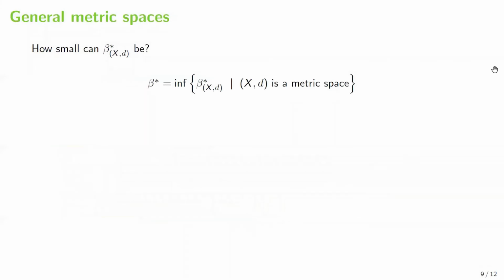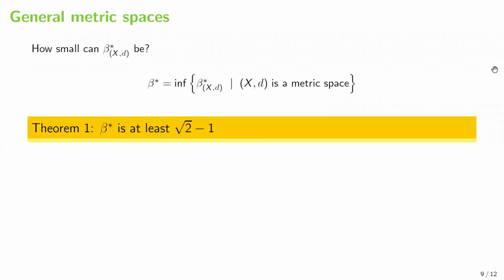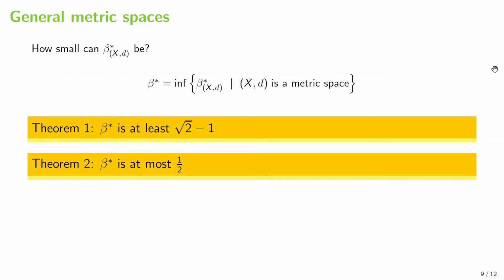Okay, so for general metric spaces, we ask ourselves how small can the parameter beta star be? Or more formally, we define beta star without a subscript to be the infimum of beta star of (X, d) over all possible metric spaces. First, we give a lower bound on beta star and show that it is at least square root 2 minus 1. Then we show that it is at most half. So this is an upper bound. And finally, we get that beta star is in the range between square root 2 minus 1 and 1/2.